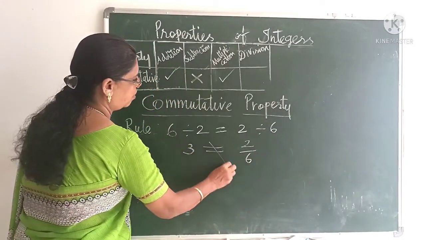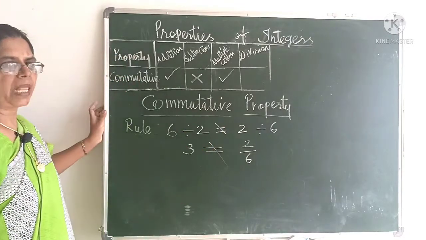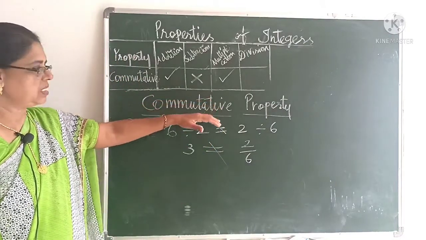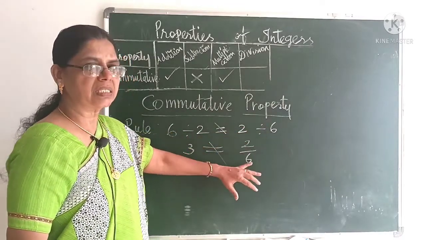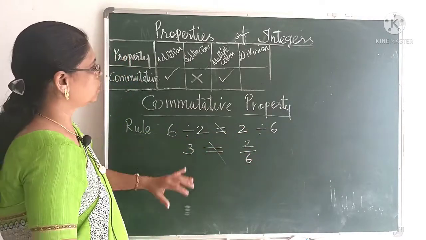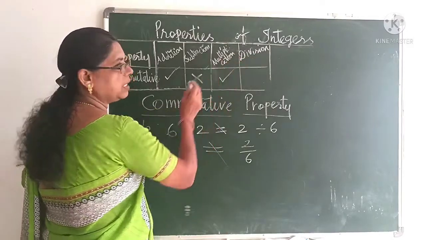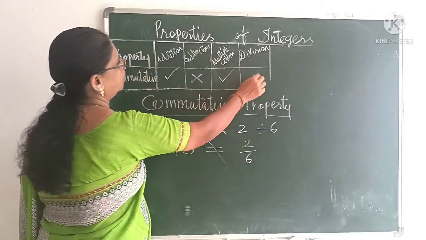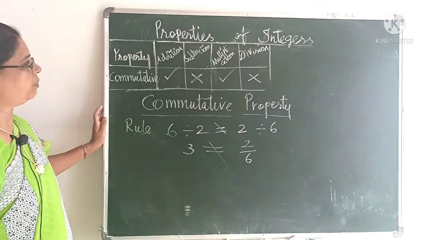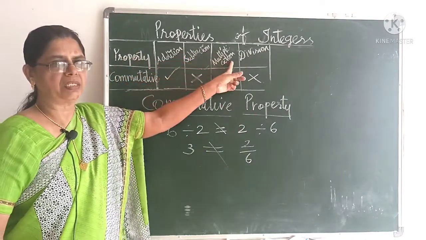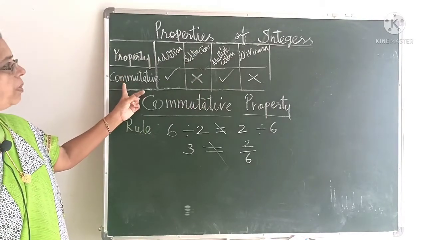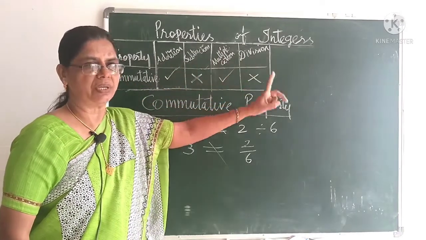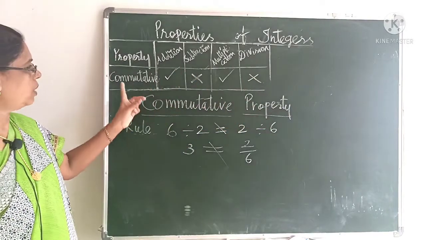The answers are not same. In division of integers, if we change the order of the numbers, the answer does not remain the same. So we say division of integers does not hold commutative property. Only addition and multiplication of integers have commutative property, but subtraction and division of integers do not hold commutative property.